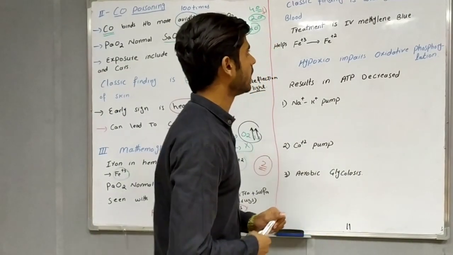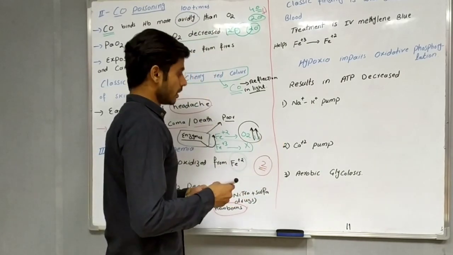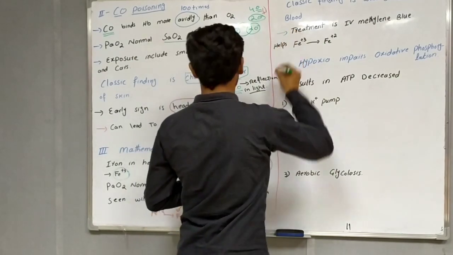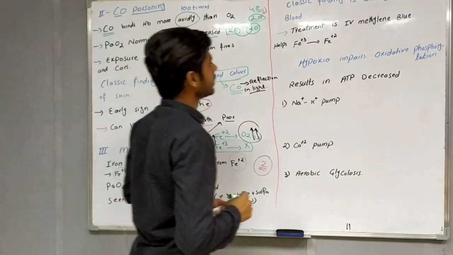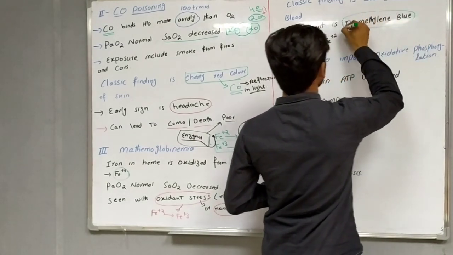The color of the blood will be chocolate. So simple, so easy. The next part is about treatment. What is the treatment of methemoglobinemia? Its treatment is methylene blue. This is the drug which we use in this disease.